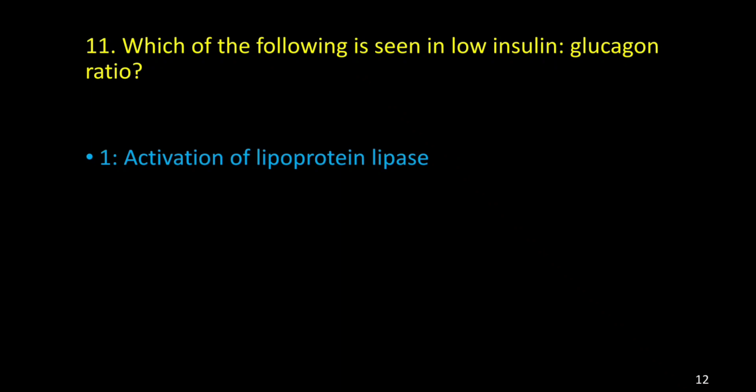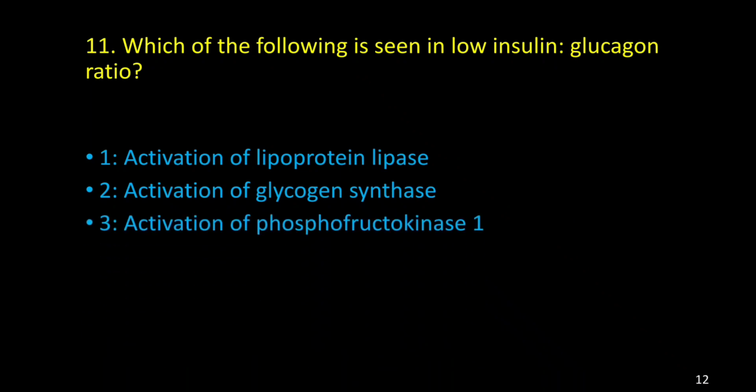Lipoprotein lipase is targeted to utilize whatever lipid is present in the blood, which is then taken up by the peripheral tissue. Its basic target is to metabolize chylomicron and VLDL. Chylomicron is generated when we are taking the diet, so this is possible in the presence of high insulin level. Second, activation of glycogen synthesis. Insulin favors glycogen formation, so this is also under high insulin level.